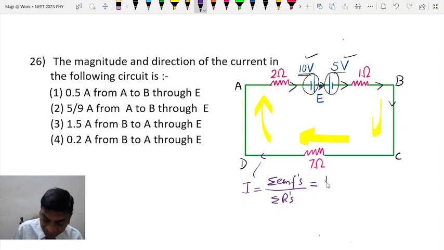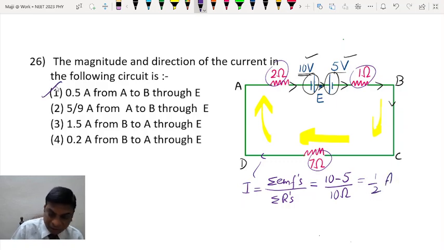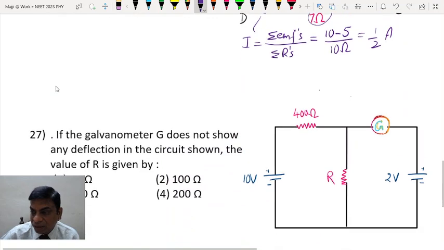So sigma EMF means 10 minus 5, because they are opposing each other. As you move in a certain direction, you will encounter opposite terminals of the cells the first time. For this one, it is minus, whereas in this cell, we will be encountering the positive terminal first. So they oppose each other. And resistance should always be added. So 2 plus 1 plus 7, that is 10 ohm. So it is half ampere. Half ampere is the correct answer, so the first option is correct.